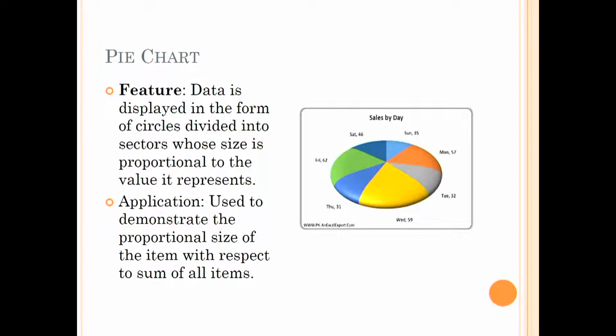Now if we have a look at an example, this is representing the sales by day. So this is the best when you have a data given in different proportions. The pie chart is the best representation which you can use. So these are the different kind of graphs and charts which we can create in OpenOffice CALC.